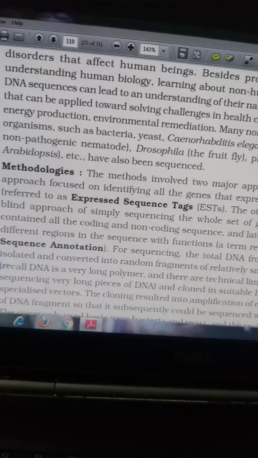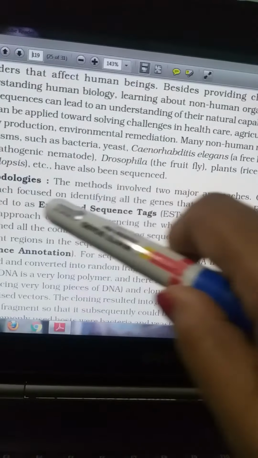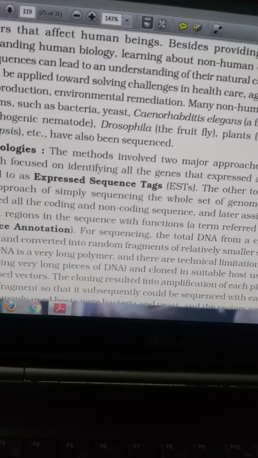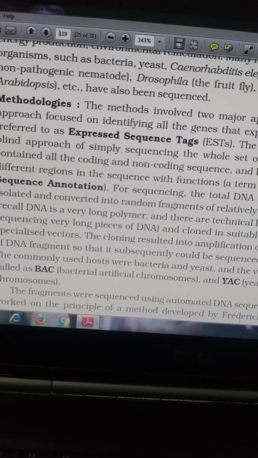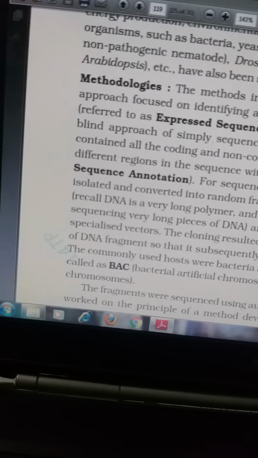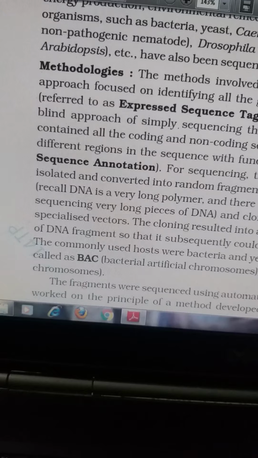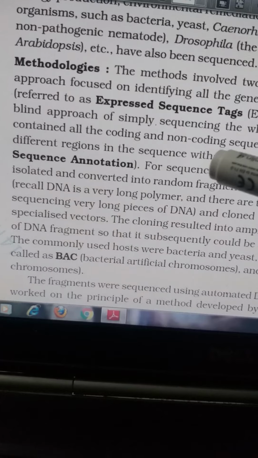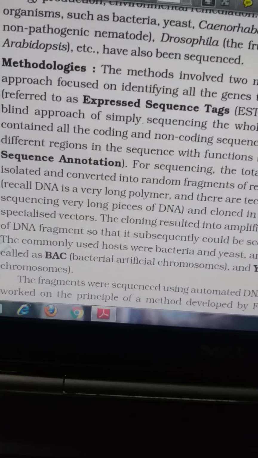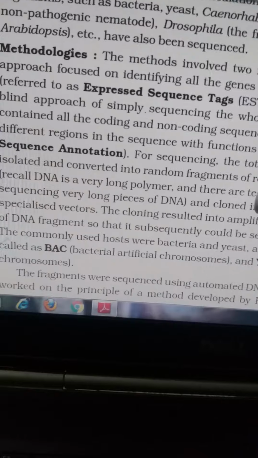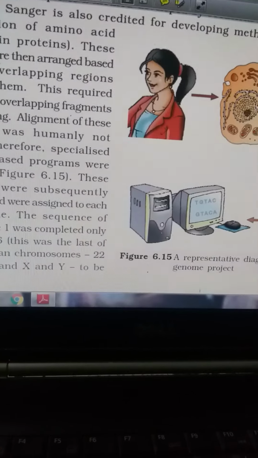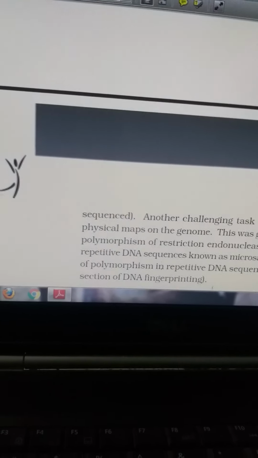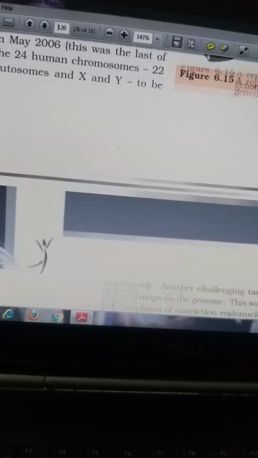The methods involve two major approaches. One approach focuses on identifying all the genes that are expressed as RNA. That means you can sequence the tag. See, last class when we were dealing with this, we were sequencing the tag and sequence annotation. What is sequence annotation? Any mRNA or any DNA that produces a specific mRNA can be tagged, and that can be blocked also. Now the sequence of the total DNA from the cell, we can use them for our project.